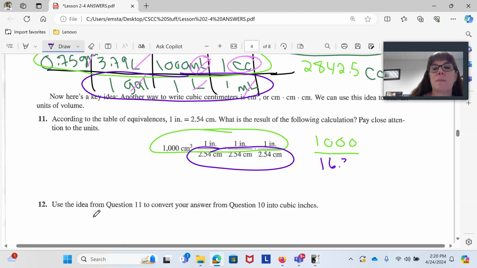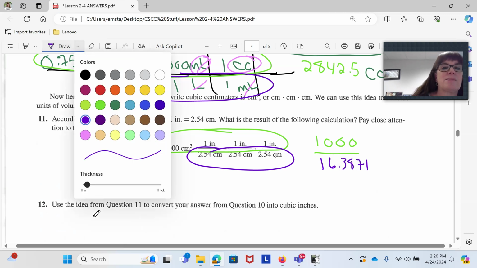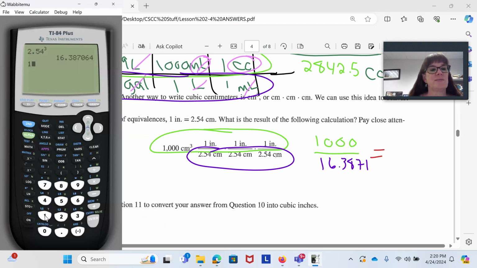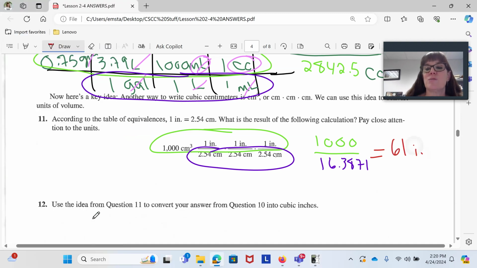16.3871. Let's say that. And now let's take the top divided by the bottom, the green divided by the purple. So 1,000 divided by 16.3871. And they asked me to round it to the nearest whole number, I believe. Yeah, to the nearest unit. I get about 61 inches cubed. So 1,000 cubic centimeters would be the same as 61 cubic inches.